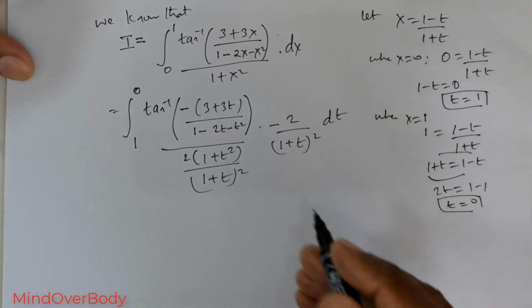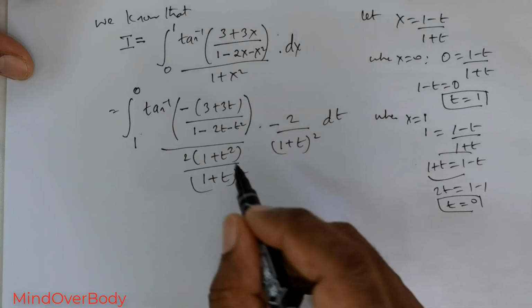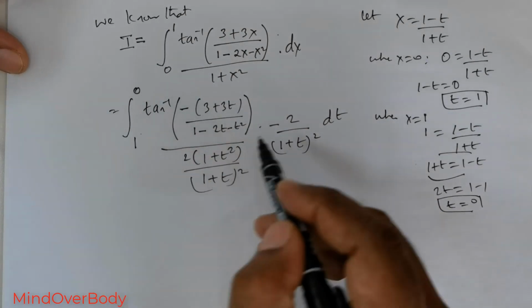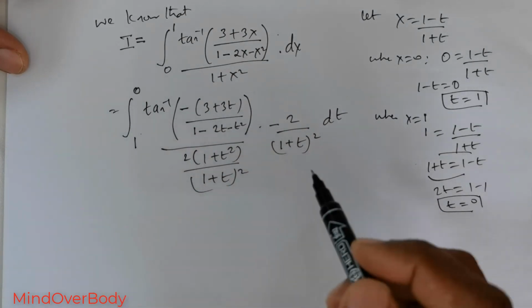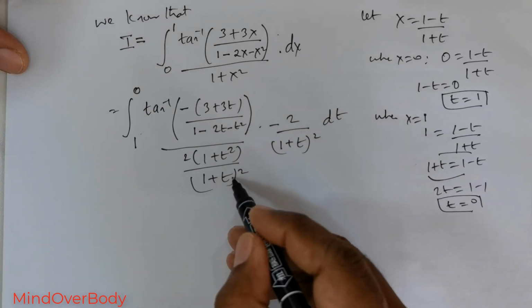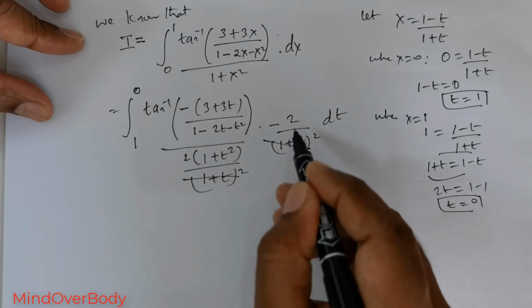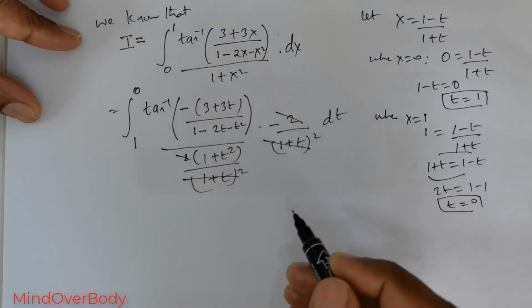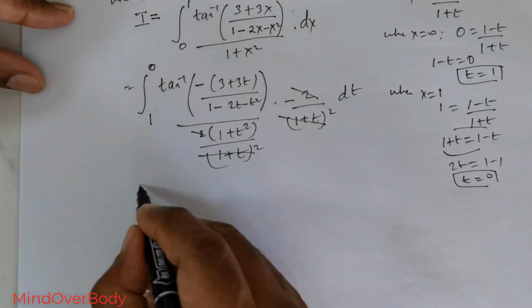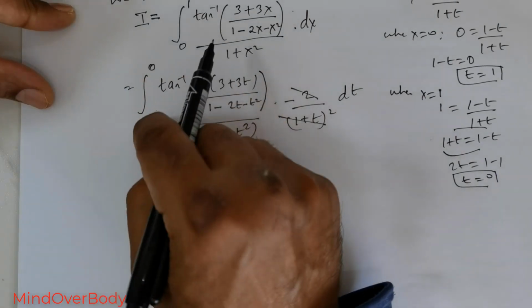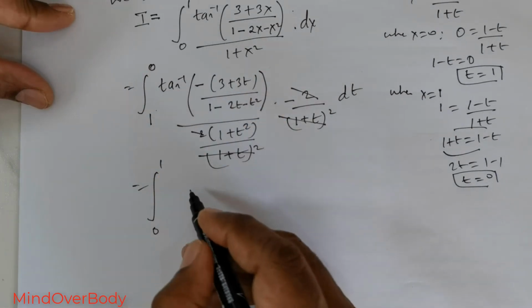Now you have a negative sign and you have the limits 1 to 0, so you can annihilate the negative sign. Now you have 1 positive t raised to the power of 2 and 1 positive t raised to the power of 2, so these two get cancelled. You have a 2 there and a 2 there, these two can be cancelled. So I'm going to rewrite the integral as 1 to 0 becomes 0 to 1.